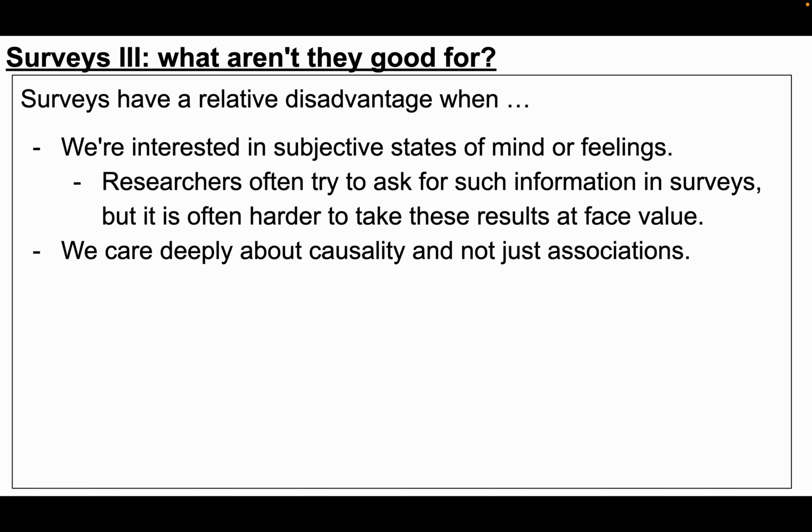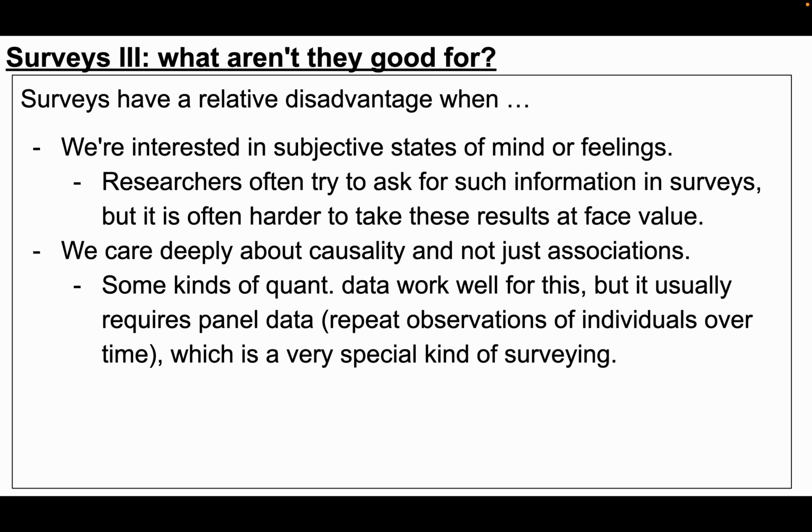If we care deeply about causality and not just association, surveys are also not that great. Some kinds of quantitative data do work well for this, although this is where qualitative data really shine. But when we use quantitative data for this, we usually need panel data, which are repeat observations of individuals over time, and that's such a special kind of surveying that we can't treat it here.